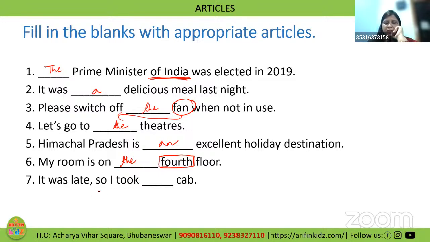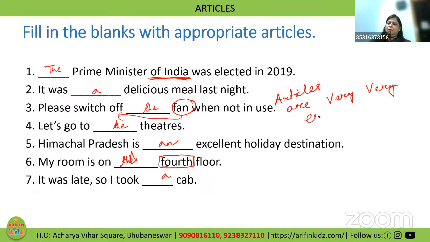Okay, it was so late, so I took. Correct. Okay, very good. Very nice. So, what do you say? Articles are difficult? Difficult or easy? Articles are very what? Easy, isn't it? Okay. Moving on quickly. We are done with articles. Absolutely easy. Very good.